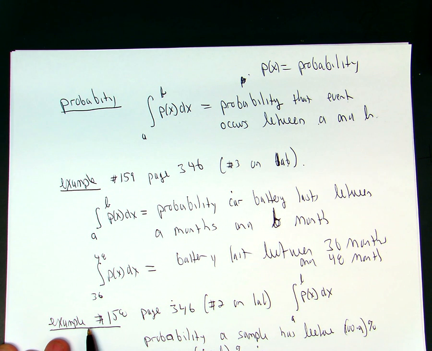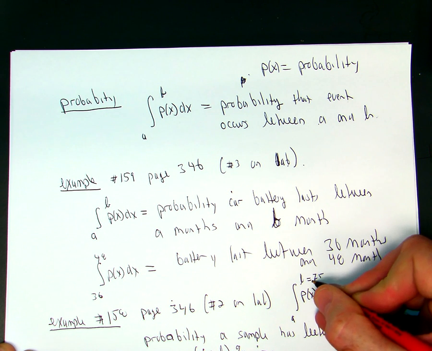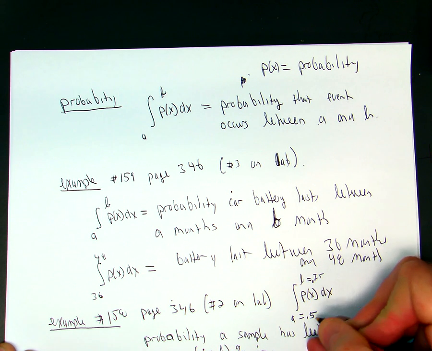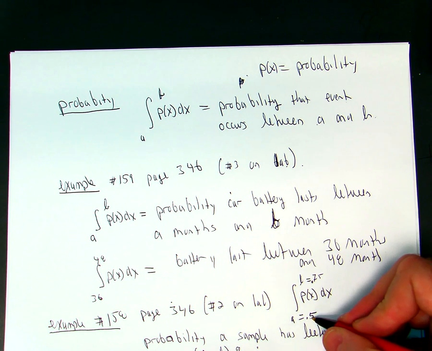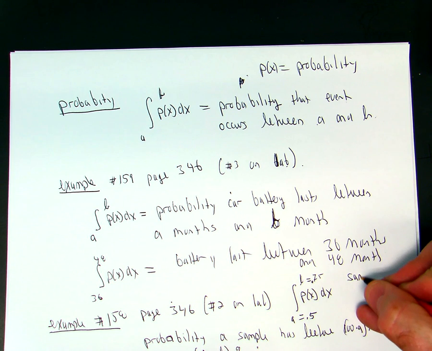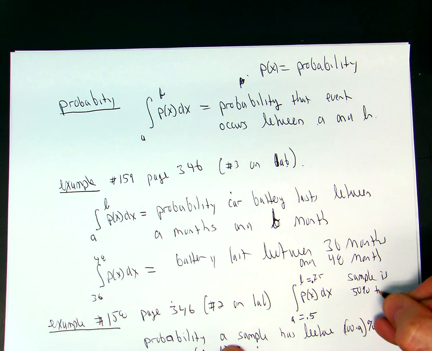Now, number 158, which is number 2 in the lab, is a different example. It's the probability that a sample of ore has between 100 times A% and 100 times B% iron. So for example, if A were equal to 0.5 and B were equal to 0.75, this would be the probability that the sample has between 50% iron and 75% iron. So the sample is between 50% and 75% iron.